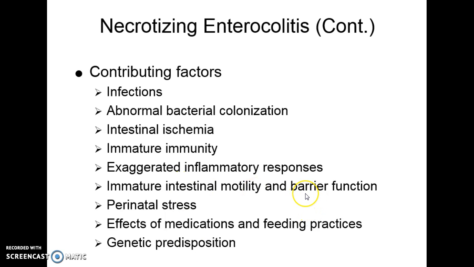So if the cells are not stuck to each other tightly, with those tight barrier junctions, bacteria can get through. If you imagine barrier function here being 2 cells, bacteria can make their way between there, get down into the basement membrane and cause that inflammatory reaction to start. Medications, feeding practices, genetic predisposition can also be issues.